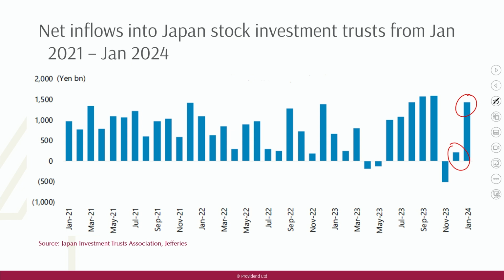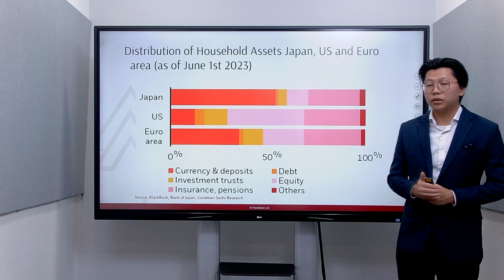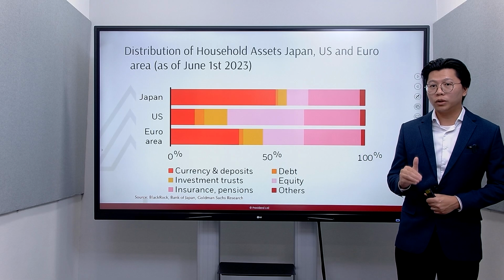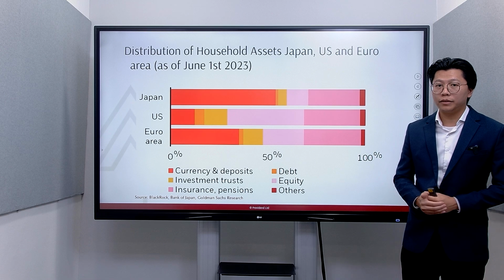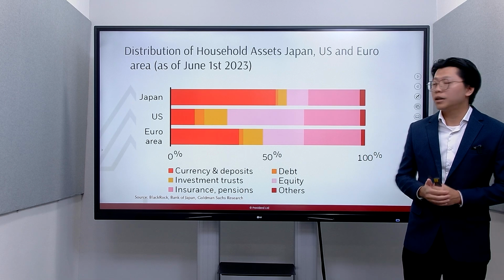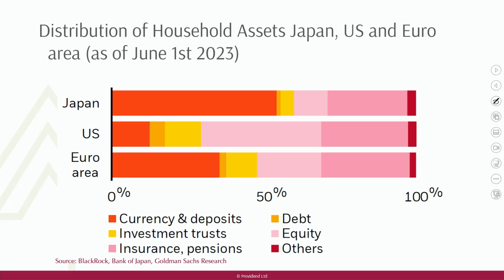And the majority of this rise is attributed to Japanese households from the NISA account. Furthermore, right now, Japanese households are sitting on 7 trillion US dollars in currency and deposits.